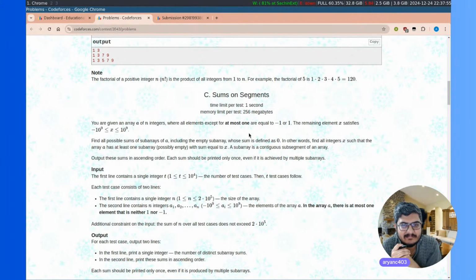Sum of segments. You are given an array A of n digits where all the elements except for at most 1 are equal to -1 or 1. The remaining element x satisfies x is between -10 to the power 9 and 10 to the power 9. Find all the possible sums of subarrays of A, including the empty subarray, whose sum is defined as 0. In other words, find all integers x such that array A has at least one subarray with sum equal to x. A subarray is a continuous segment of the array. Output these sums in ascending order. Each sum should be printed only once, even if it's achieved by multiple subarrays.